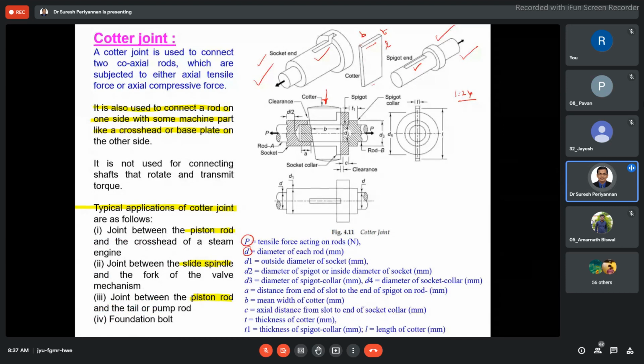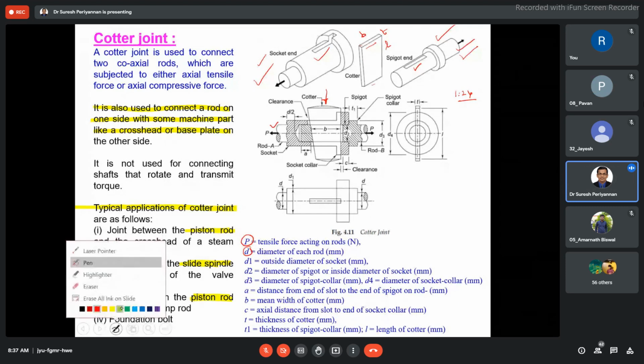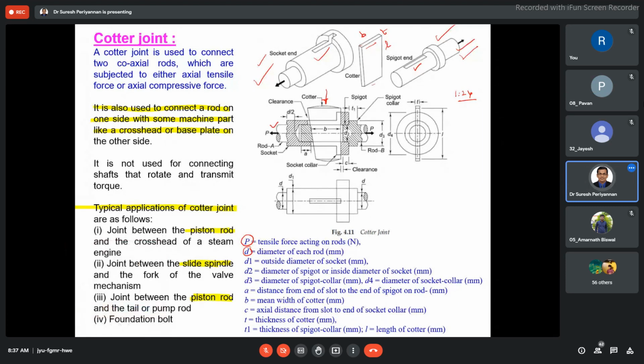Diameter of each rod is nothing but this end and this end. This is our diameter of the rod. This end and this end, the diameter of the rod. Now D1 is the outer diameter of the socket.